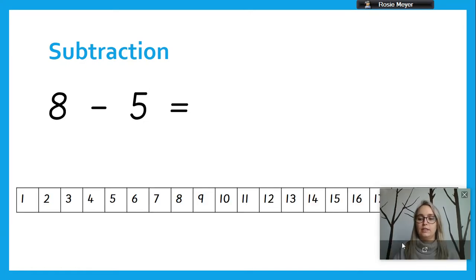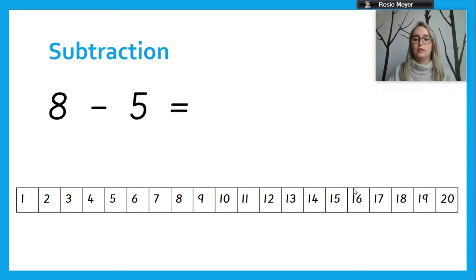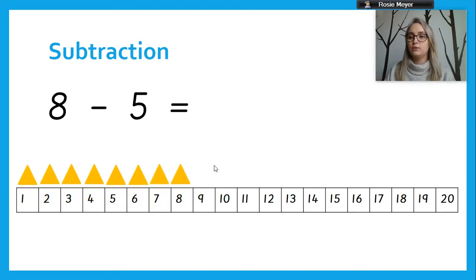So I have got here, let's move my screen out the way, a number track that goes all the way up to number 20. So the first thing we need to do is we need to find 8 objects and I'm going to put them onto my number track. So I have got 8 yellow triangles above my number track so that I know that I've got 8. So can you now draw on your piece of paper 8 triangles? You're going to need 8 triangles in a row, just like my ones. Don't worry about your number track because you can look at the one on the video.